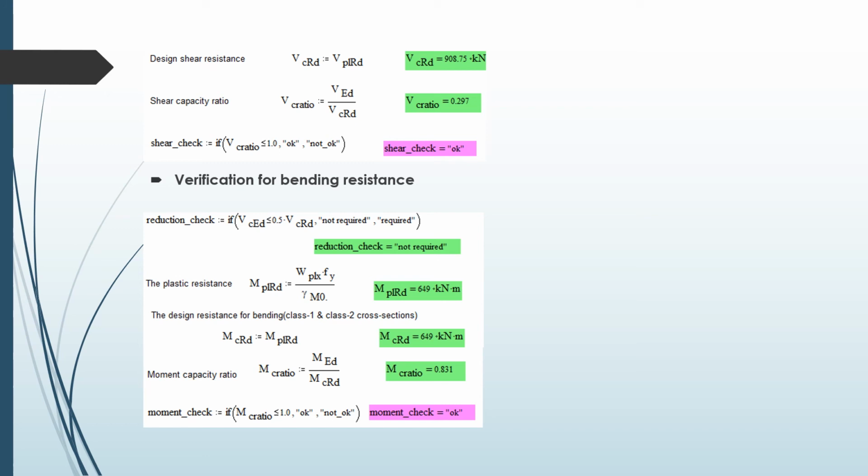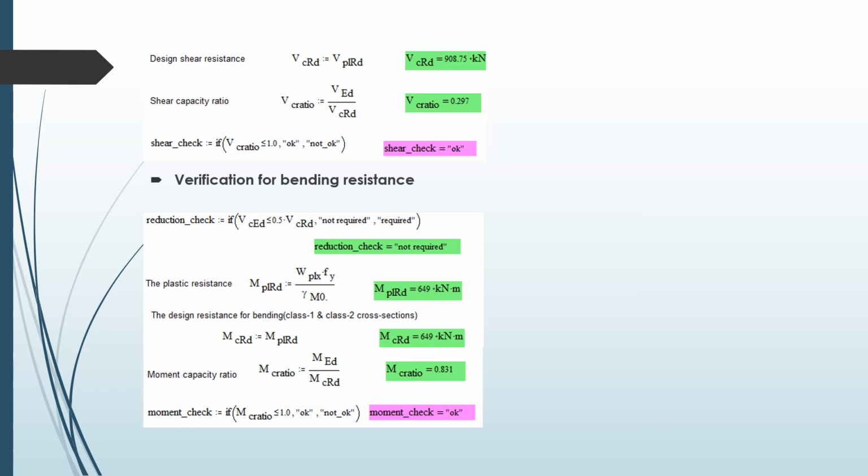Before performing this check, we need to find out whether a reduction check is possible or not for the bending capacity, depending upon the value of the maximum shear force recorded at the location of maximum bending moment. In our case, VEd is less than 0.5 times the plastic shear resistance. Therefore, such a reduction check is not required. The plastic resistance Mpl,Rd is equal to Wpl,x into fy by gamma M0, and this works out to be 649 kN meter. Our calculations show that the section is a class 1 cross section.